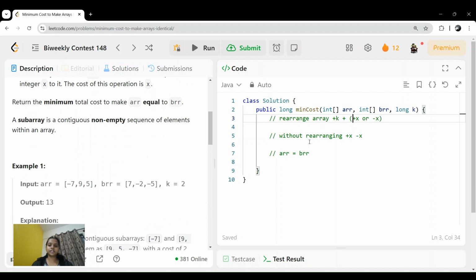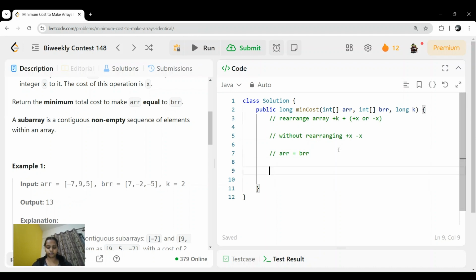So the first thing is, without rearranging, we can just check this and this. We will find the absolute difference of these. Minus 7 will be minus 14, so the difference is 14. So let's see this example.